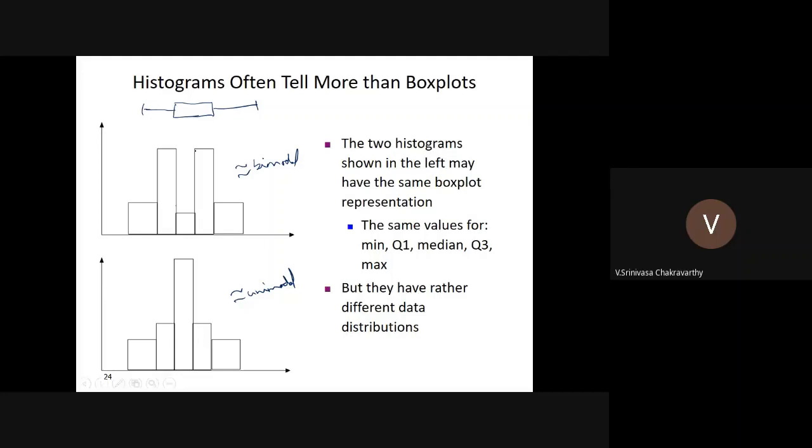Whereas when you plot it as a histogram, you can see the difference, and you can make out that this is bimodal and this is unimodal. And in this case, most of the mass of the data is in the center, and if you go to the peripheries, it becomes more sparse. That is why in this case the box plot is more suitable, more meaningful. Whereas in the first case, where it is actually bimodal, a box plot is not quite suitable. So a histogram tells you more than what a box plot does.